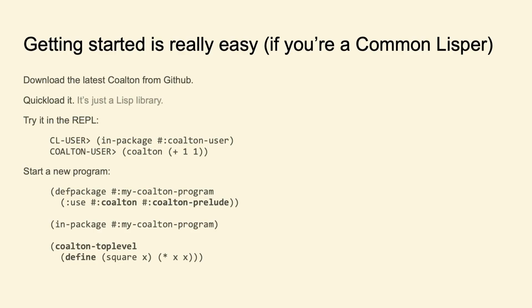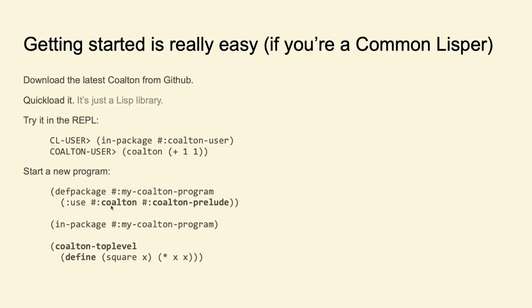But if you know all of that, you just download Coalton from GitHub, you just quickload it, and that's all there is to it. There's no separate tool chain, there's no separate compiler programs, there's nothing else. It's just Lisp code that you load. You can use it in the REPL. You can switch to Coalton user to start running Coalton expressions right away, or you can start a new program.